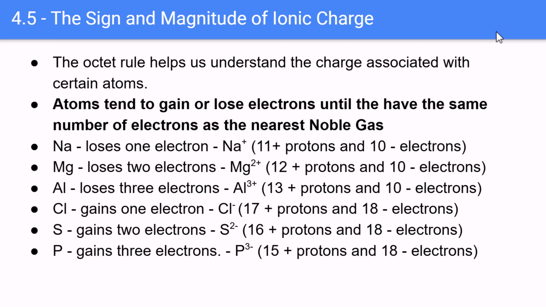Now, the octet rule helps us understand the charge associated with certain atoms on the periodic table. And atoms tend to either gain or lose electrons until they have the same number of electrons as the nearest noble gas. And just like in an airplane where the nearest seat may be behind you, the nearest noble gas may be behind the element that you are looking at.